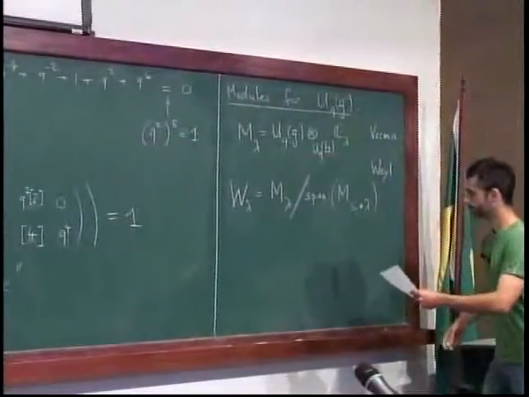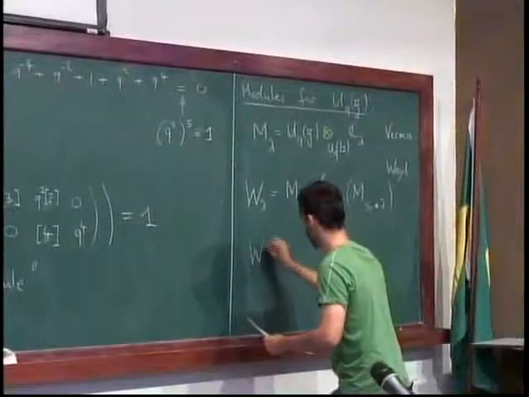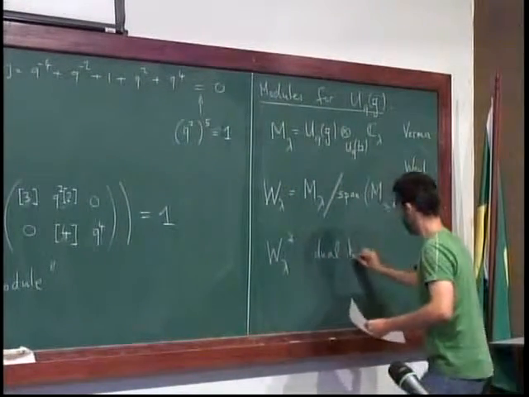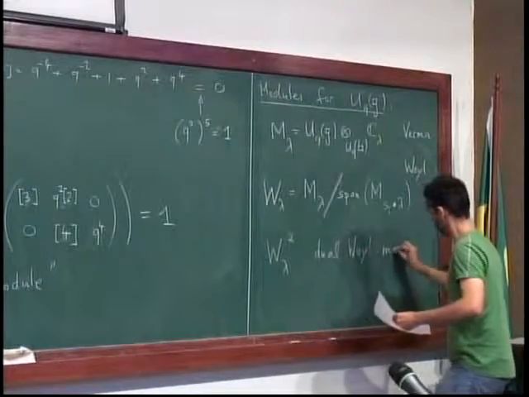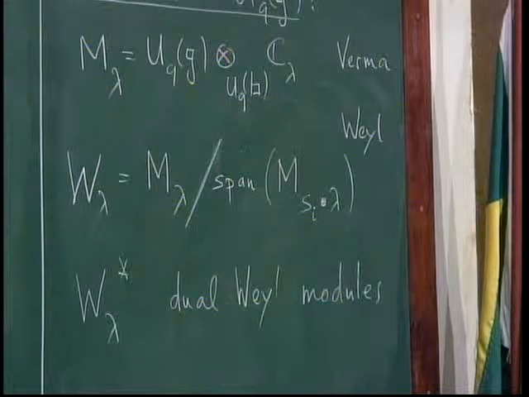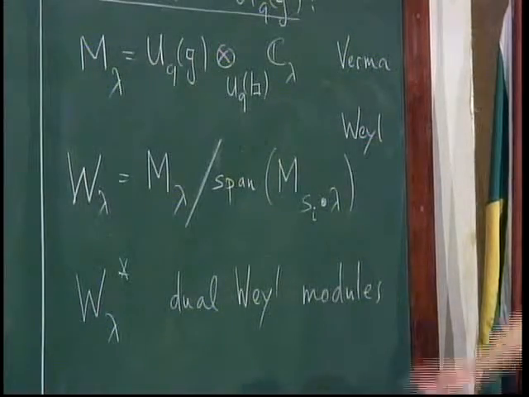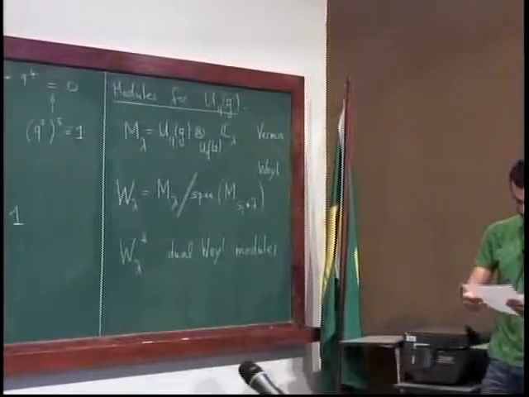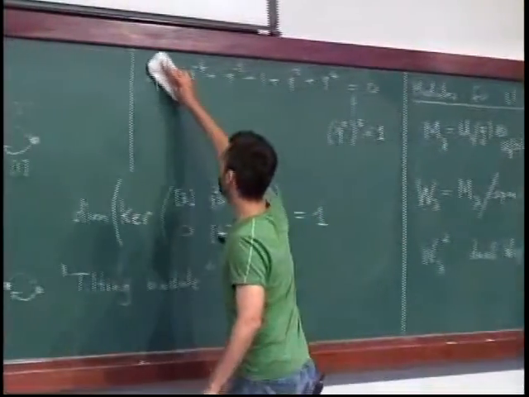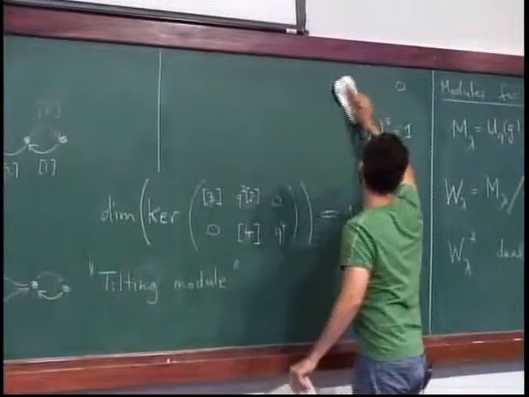And then we have the duals of Weil modules. They're called dual Weil modules, and they're the same as the Weil modules when W lambda is irreducible, and they're different when W lambda is not irreducible, as I explained before. And then there's the definition of a tilting module, and that's a somewhat abstract definition.